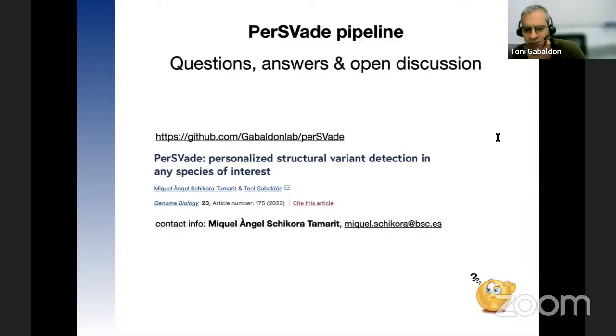Then Maria Madrid has a couple of questions. The first one is, is this pipeline able to detect very large structural variants, for example, a very large inversion that overshoots the length of short reads? Yeah, for sure. Basically, that's the main point.